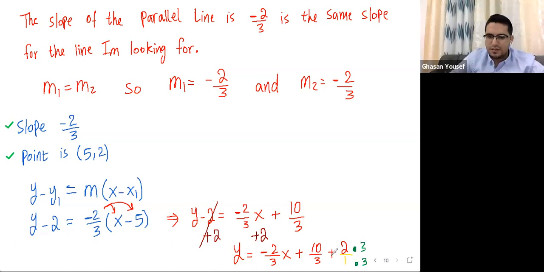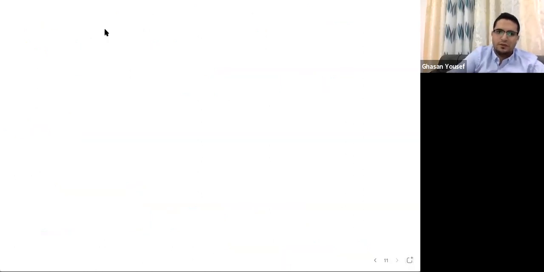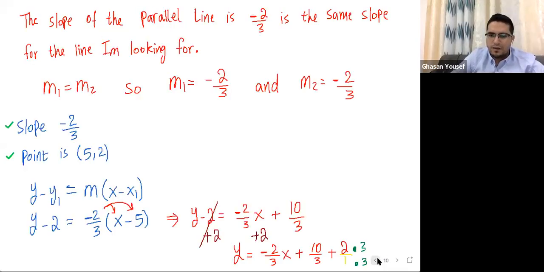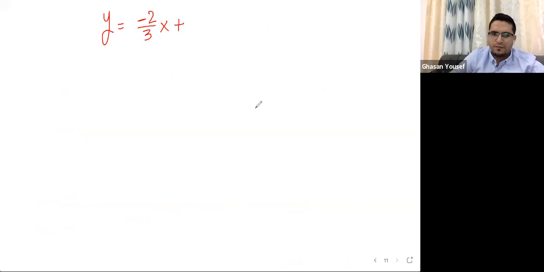Now I get 10 plus 6 over 3, because both denominators are now equal. Y equals minus 2 over 3 x plus 10 over 3 plus 6 over 3. And this equals minus 2 over 3 x plus 10 plus 6 is 16 over 3. Done.